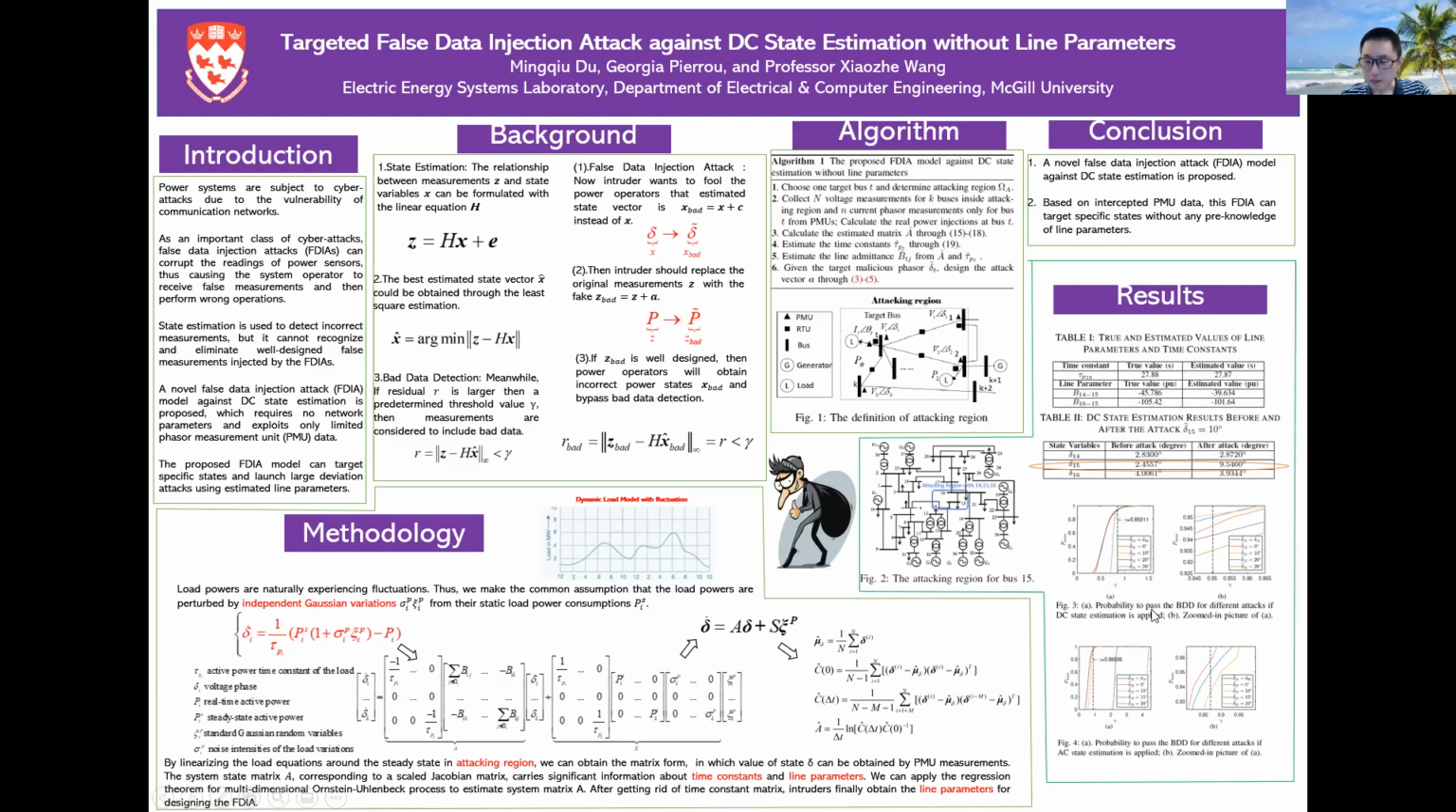And finally, please look at picture 3 and picture 4 here. As you can see, the probability to bypass the bad data detection for different attacks and even the AC estimation is really high, which means our method is really robust against DC estimation and even AC estimation. So in sum, a novel full state injection attack model against DC estimation is proposed in this paper. Based on intercepted PMU measurements, our method can target specific states without any pre-knowledge of network parameters. That's all. Thanks.